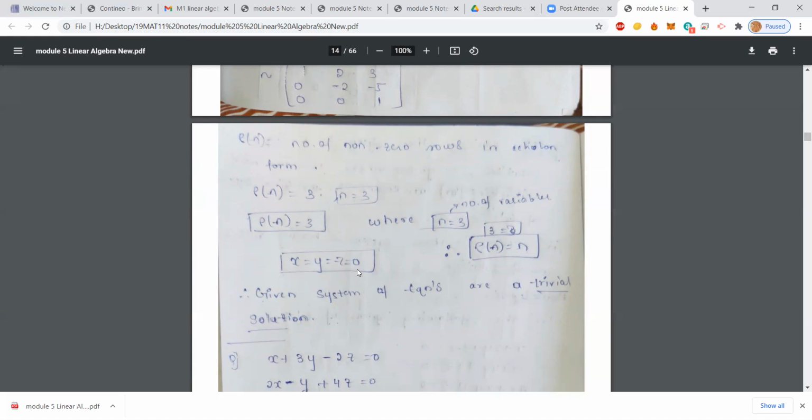So to discuss the solution of a homogeneous system of equations, first write the coefficient matrix A, then reduce the coefficient matrix A to echelon form. Then find the rank of the matrix A. Then n is nothing but the number of variables given in the system. If rho(A) is equal to n, then the system has a trivial solution. If rho(A) is less than n, then the system has an infinite number of solutions.